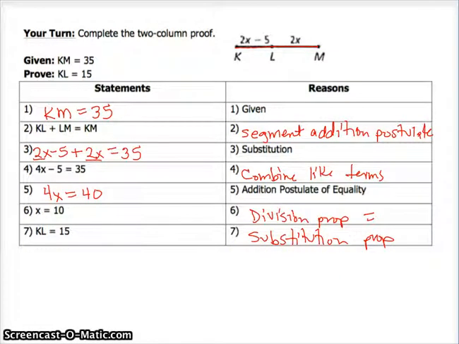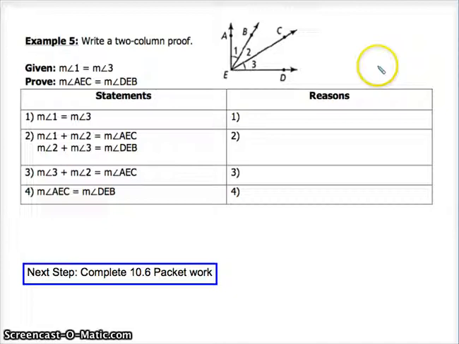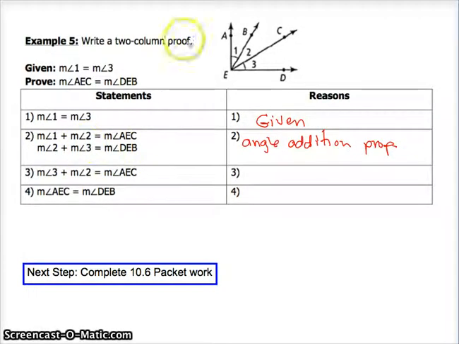Hopefully you're starting to catch on here. We've got one more example I'll do with you, and then you'll do some packet work. So here we go. I'm given that the measure of angle 1 is equal to the measure of angle 3. The reason? It's given to me. Now, the measure of angle 1 plus the measure of angle 2 is AEC. The measure of angle 2 plus the measure of angle 3 is the measure of angle DEB. How do I know that? That is the angle addition property. It says I can add two smaller angles and get the larger angle.